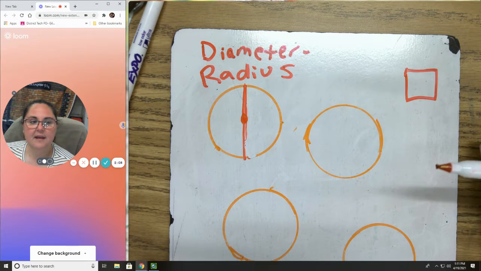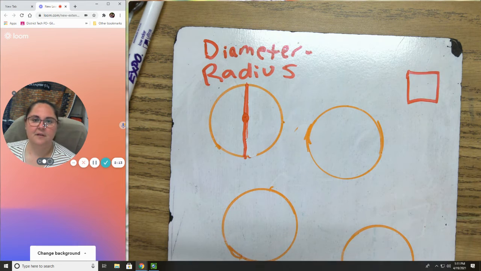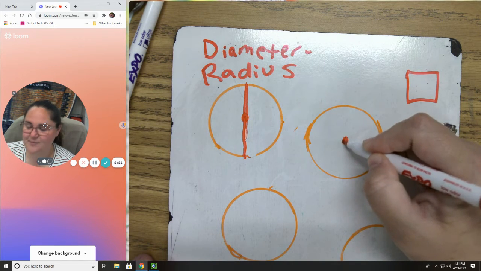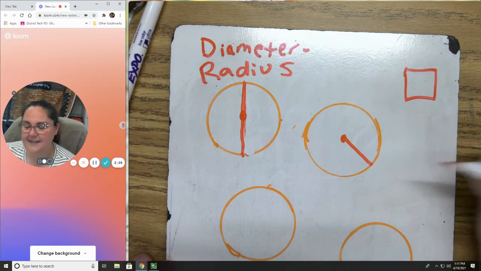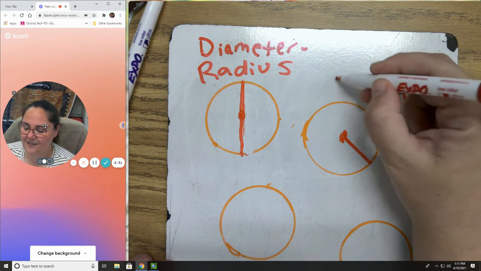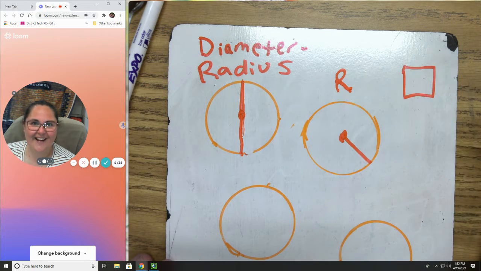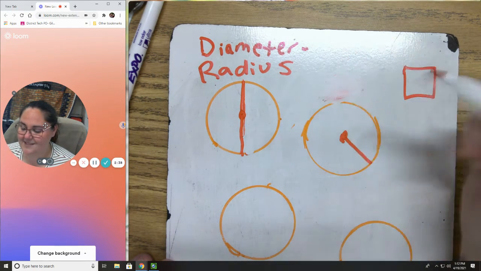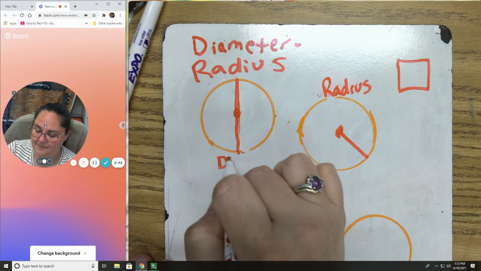This measurement is kind of like your height. Now, your radius, here's the center point of my circle. Your radius is from the center point to one side, kind of like if I write the letter R from my center point down to one side. So that's how you can remember that this is the radius and this is the diameter.